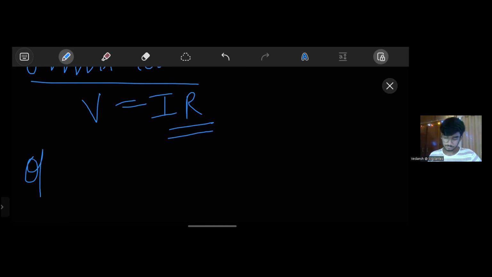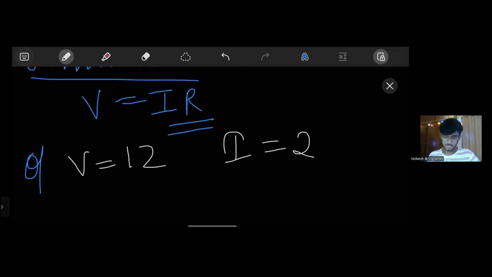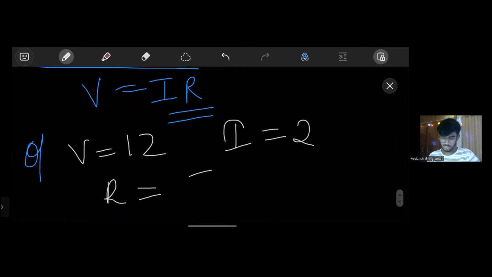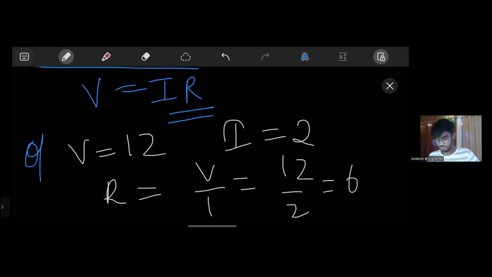What is the question saying? The question says we have been given a voltage, V is equal to 12. The current in the circuit is measured to be 2 amperes. I is 2. So I can just apply R is equal to V by I. Sorry, V by I, I'm extremely sorry. It would be 12 by 2, which is equal to 6 ohms.